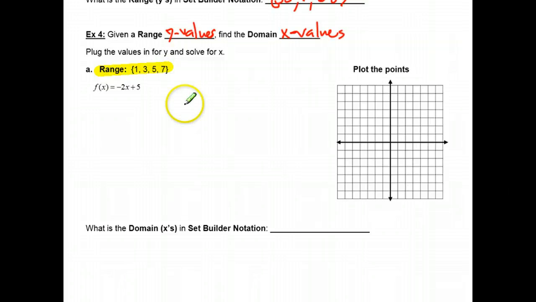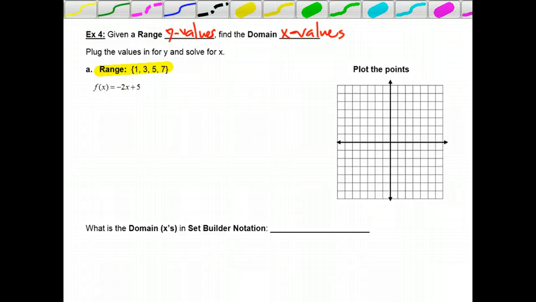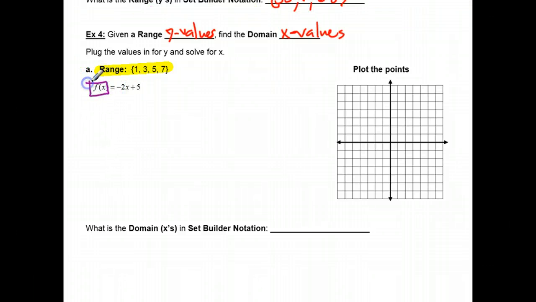So here's our range. And always read too, because that's telling you what you're starting with. Here we're starting with the range. Now when I go into this equation, remember, the f of x is the same thing as y. So when I plug in these values, I'm going to plug those in here. I'm not plugging it in with the x. Remember, I'm finding the x. That's what we're solving for.